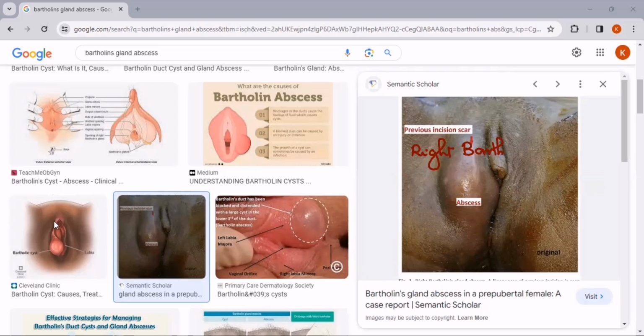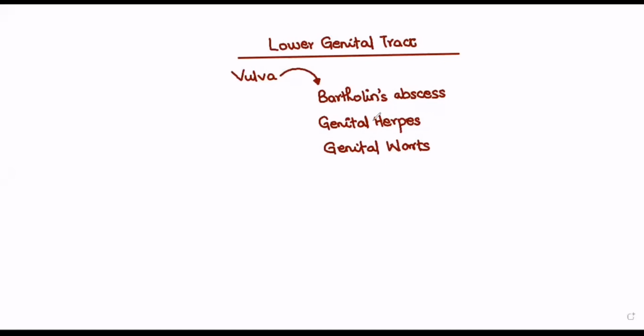Yes, sir. Okay. So these are the infections we'll focus on when it comes to the vulva: Bartholin's abscess, genital herpes, and then genital wart. Then you have the vaginitis. What is the most common vaginitis females complain about? Yes. So candida, right? It's candida. Candidiasis.